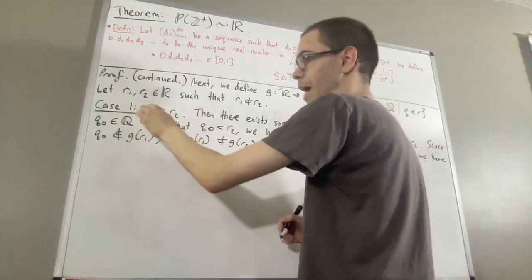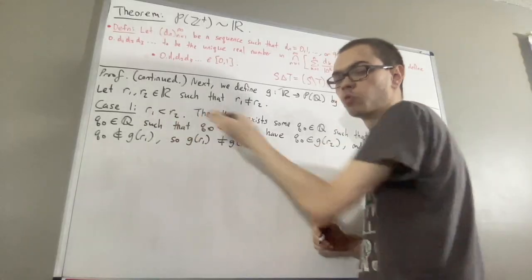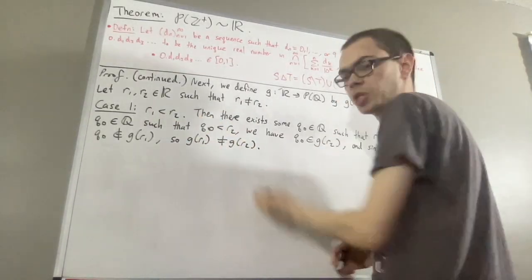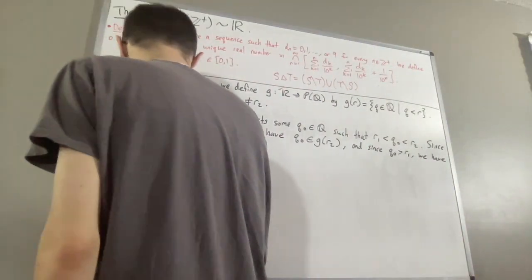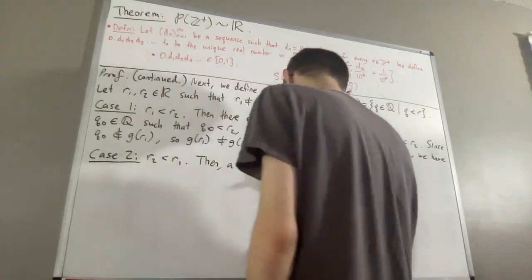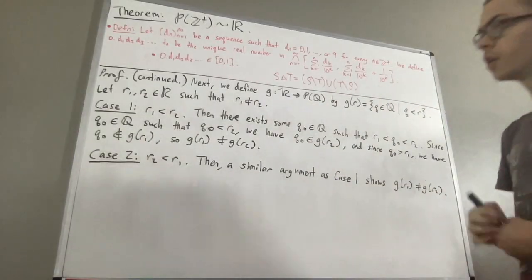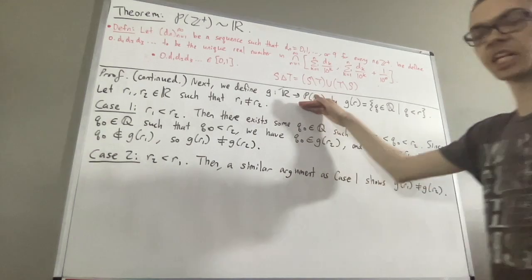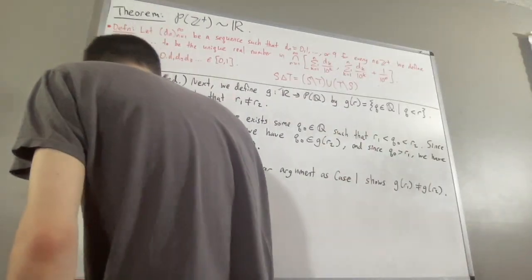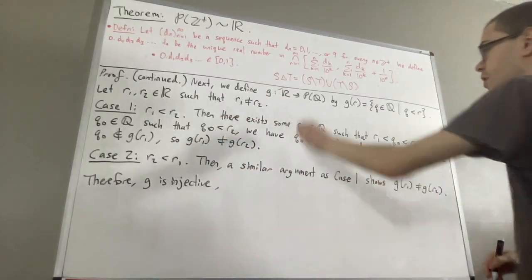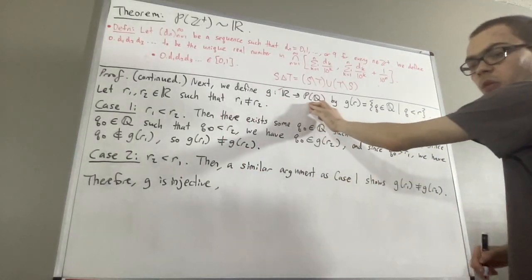In case 2, we have r2 less than r1, but we're going to get a really similar argument as case 1. We're also going to get g of r1 not equal to g of r2. And therefore, this tells us that g is injective. So we see that there exists an injective function from the real numbers to the power set of the rational numbers.